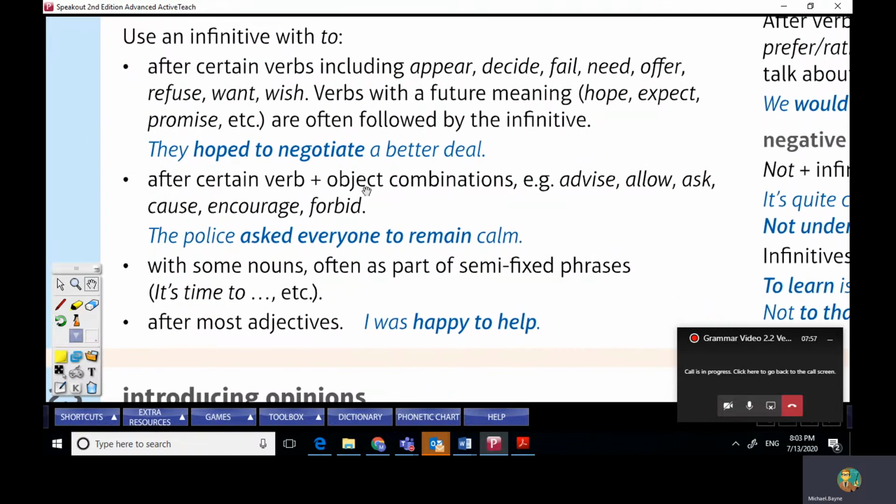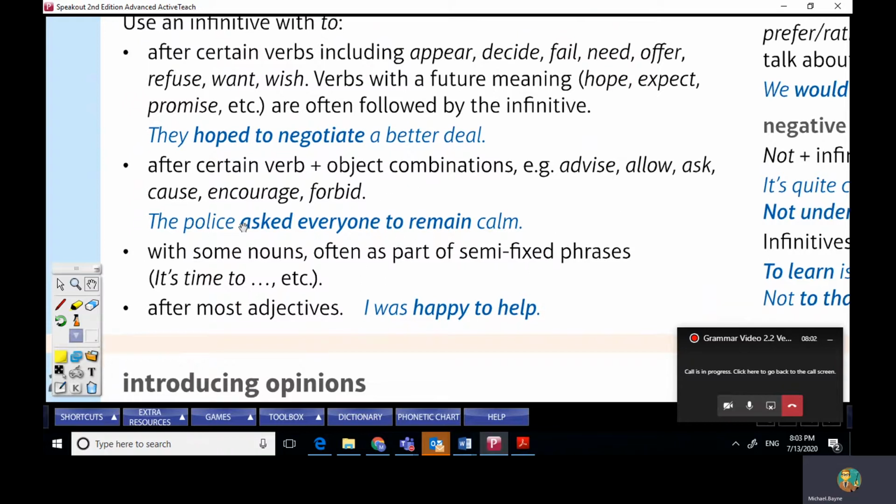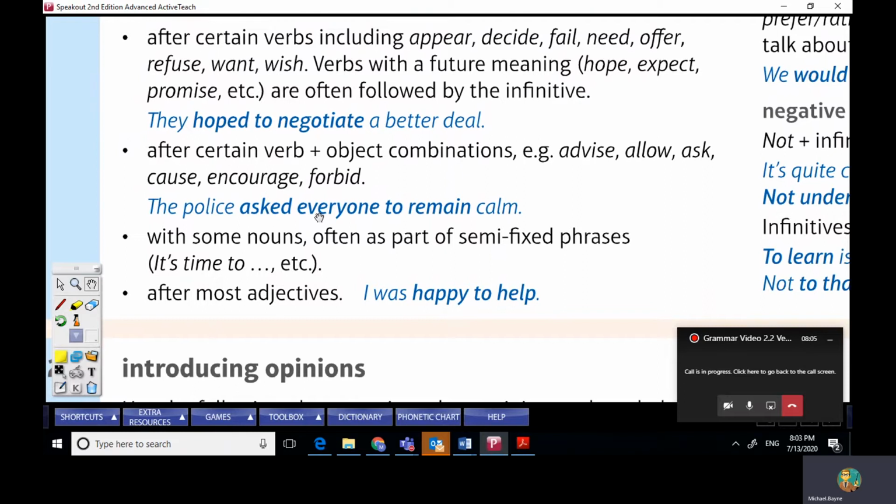After certain verb plus object combinations, okay, so be careful with this object in here. So the police asked, and then they have the object everyone, and then they have the infinitive, to remain calm. Okay, so these verbs follow that pattern a lot. My doctor advised me to take the medicine. My teacher allowed the students to turn in their work late. Okay, so you see how it has that verb allow or verb advise, and then it has the object, me or the students or whoever it is, and then it has the infinitive after that.